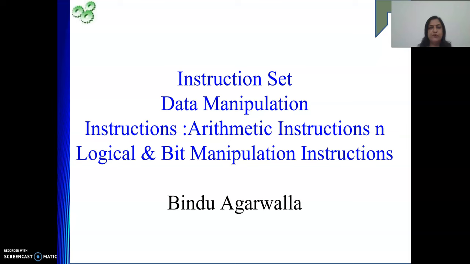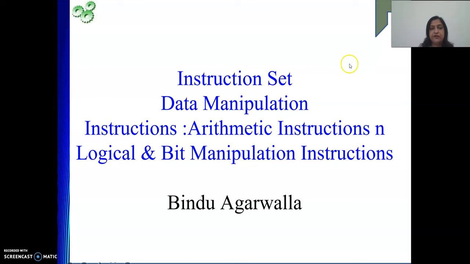In this video we will see instruction set. We'll continue our discussion on instruction set. Last video we have seen data movement instructions. Next category is data manipulation instruction. Under that three subheadings are there. One is arithmetic instructions, then next is logical and bit manipulation instructions, and the third one is your rotate instructions, and all that we will see one after another.